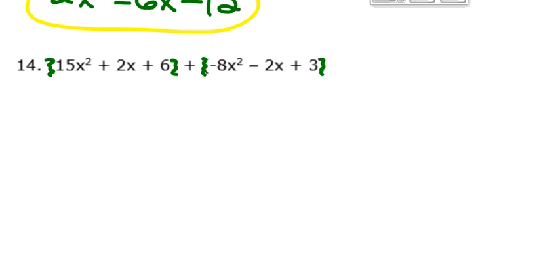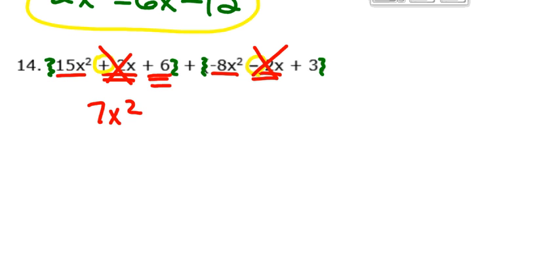All right, so looking at my terms, I see a 15x squared minus 8x squared, which gives me 7x squared. I've got a positive 2x and a negative 2x. Because they have opposite signs, one's positive, one's negative, those are actually going to cancel each other out. All right, and then finally, I've got positive 6 plus 3, which gives me positive 9. And my final answer is going to be 7x squared plus 9.